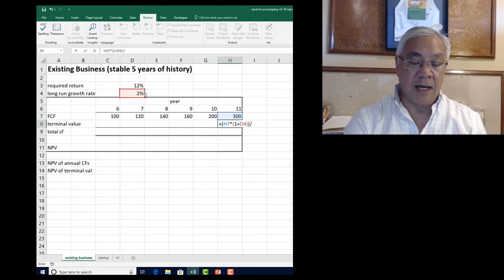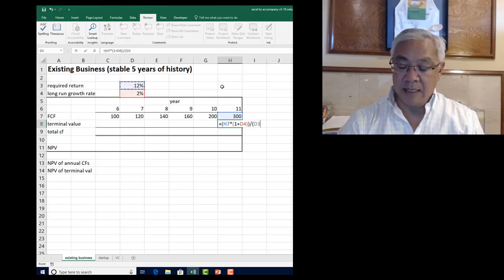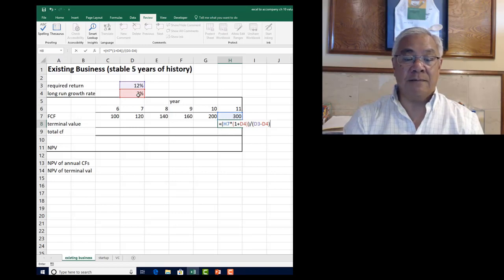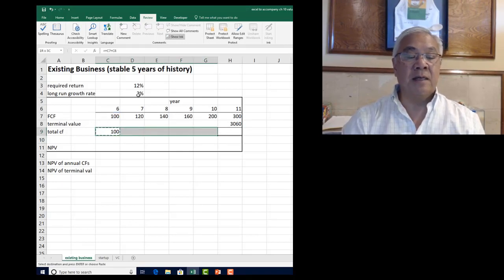Then we divide it by the required return, in this case 12%, minus the long-term growth rate of 2%. And that gives us a large number of what we would theoretically sell it for at the end of year 11. That number would be 3060. Now we have cash flows. So we have the 100 plus whatever the terminal value is, and we have those for the period of time, the 6 years. Then we can pull the net present value.